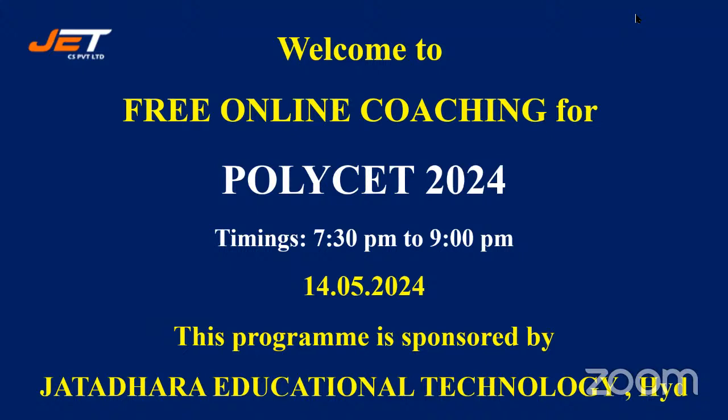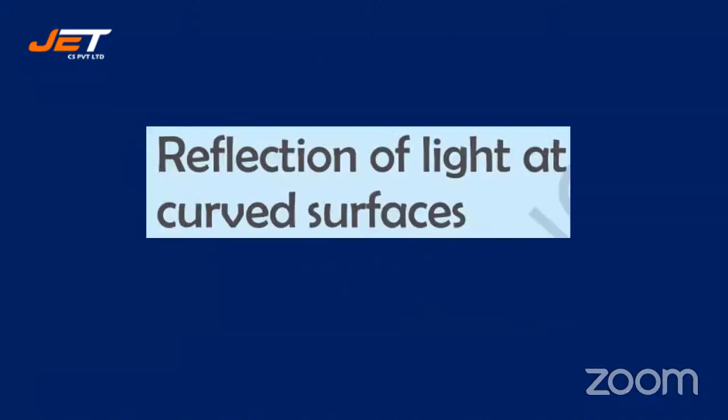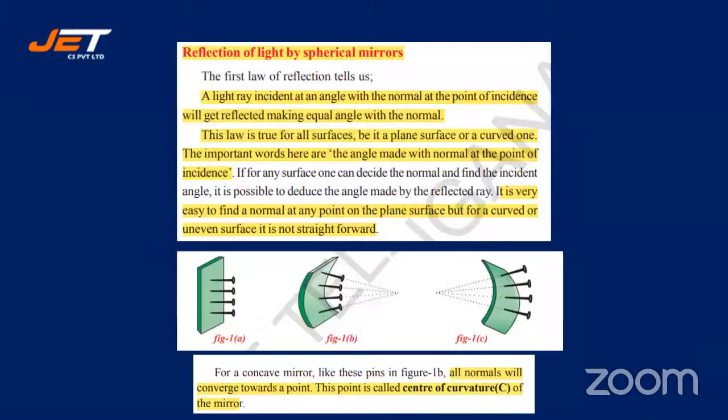All right. So today, let's continue with physics. And then we'll start from beginning. We'll do the first chapter again, but with new questions. So reflection of light at curved surfaces. So as usual, we'll go through the bit of theory, quickly revise the theory, and then we'll go for the questions.